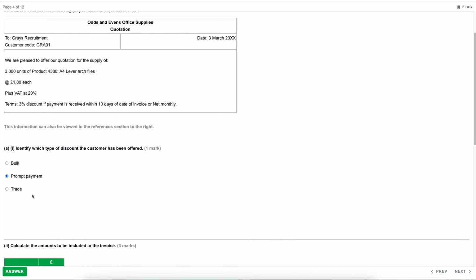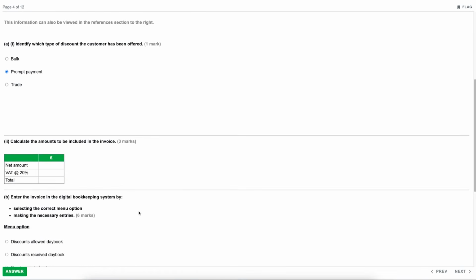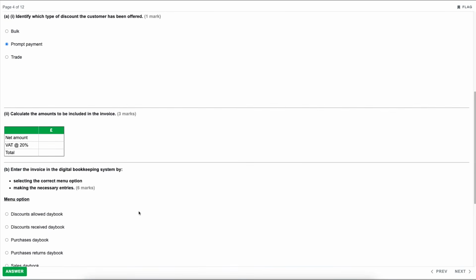So last one just to say is trade discount. Trade discounts are offered usually between the same trade. So you may have seen it where it might be, for instance, just off the top of my head, a mechanic who gets a particular discount for shopping at Halfords. Okay, moving on to part 2 then. So it says calculate the amounts to be included in the invoice.